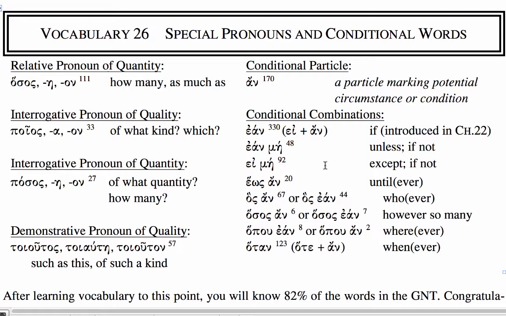Heōs an, until or until ever. Hos an, or hos ean, whoever. Hosos an, or hosos ean, however so many. Hopou ean, or hopou an, where or wherever. Hotan, which is a combination of hote and an, whenever.